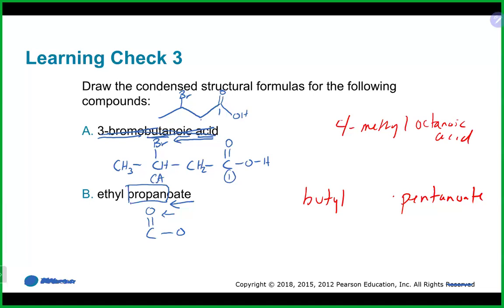So propane means I have 3 carbons. I already have 1 there, so I would just need to add a couple more to give me 3 total. And then this part is the alcohol part, which is going away from that. And that's ethyl, which is 2 carbons, which would go this way. And now we can just fill in our hydrogens there. So 3, 2, 2, and 3 in this case. Any questions on that one there?